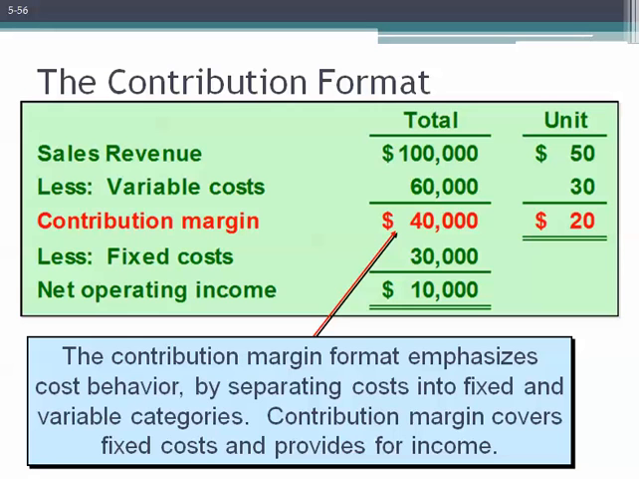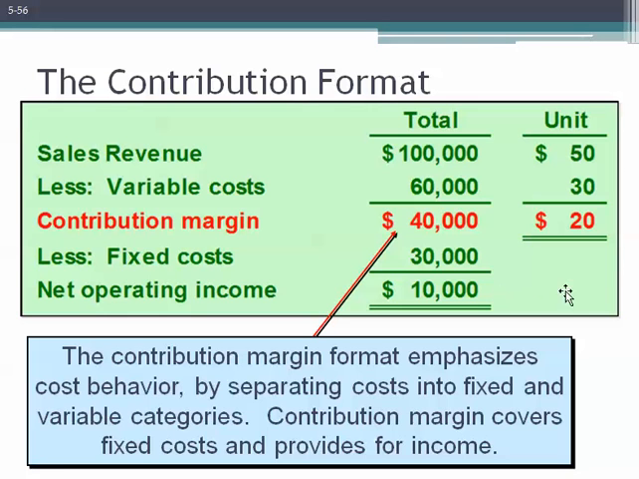Let's look one more time at our contribution margin format. Again, we classify cost by behavior. We take our sales revenue, we subtract our variable cost of $60,000 to arrive at a $40,000 contribution margin. This represents profits or funds available to cover our fixed costs. Once we've covered our fixed cost, whatever is remaining, if anything, is referred to as our net operating income.